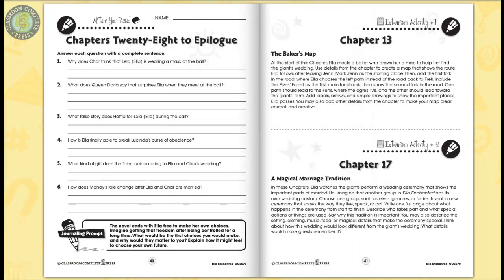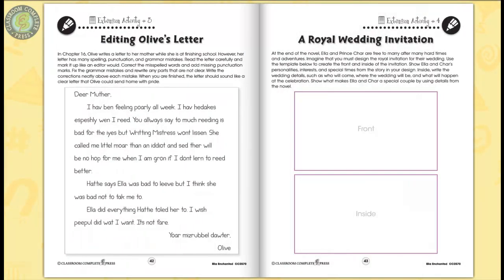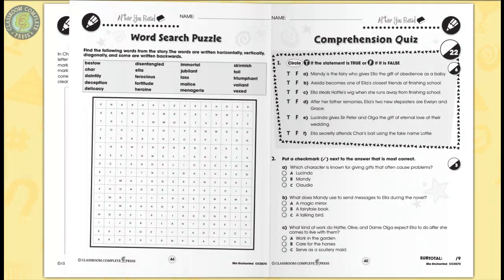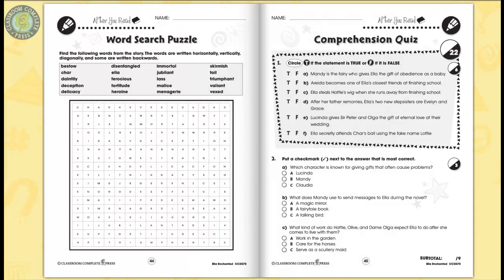4 additional extension activities follow. Supplement an existing unit with in-depth writing tasks, such as correcting the spelling, punctuation, and grammar mistakes found in Olive's letter. A word search puzzle and comprehension quiz ends the unit.